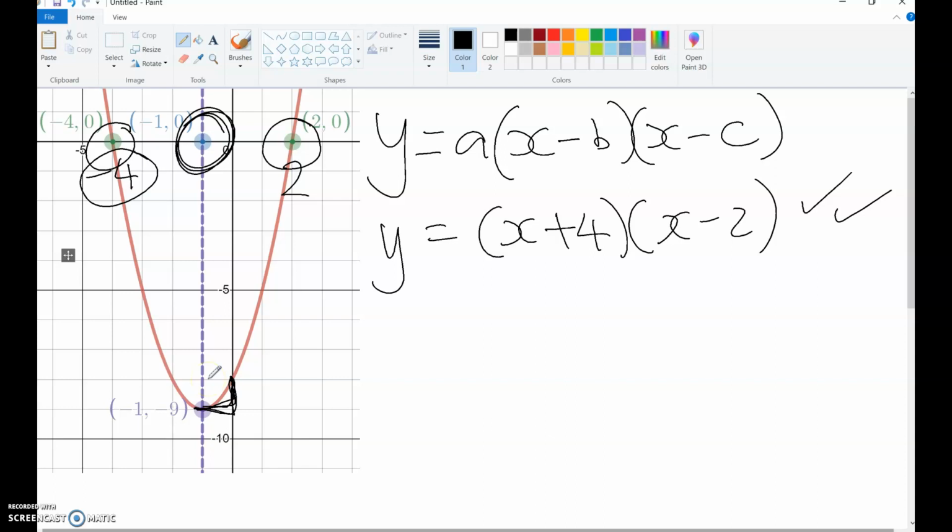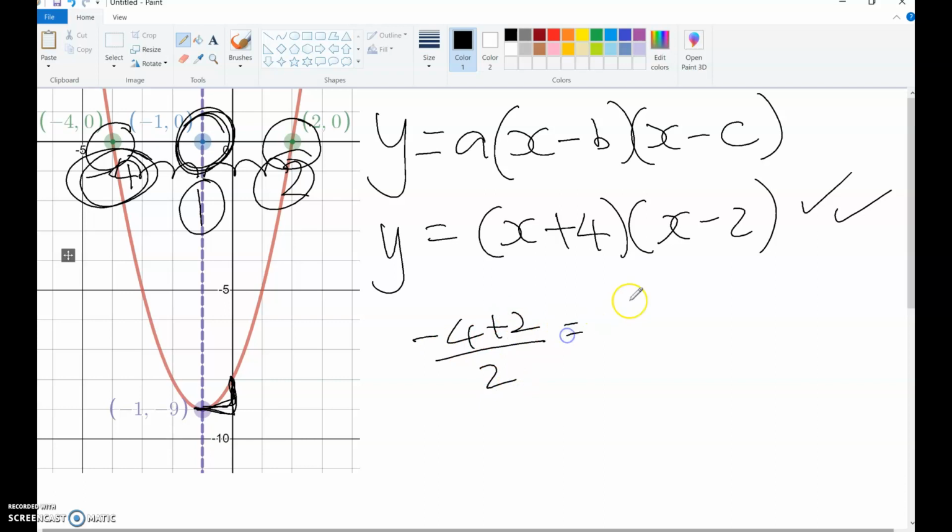How do I find the vertex? Find the midpoint of this and this. That's 1, 2, 3, 1, 2, 3. So that there is 1. Otherwise, we could go negative 4 plus 2, take the average. So that becomes negative 2 upon 2, so that's negative 1. Negative 1. That is our x coordinate of the vertex.